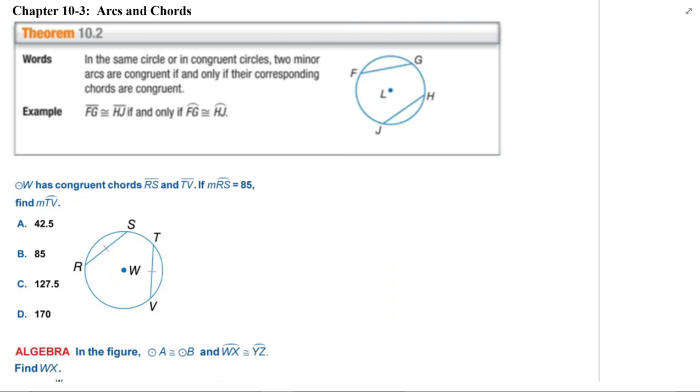Chapter 10.3, Arcs and Chords. If we are looking at two minor arcs in the same circle, or congruent circles, if those two minor arcs are congruent, then the corresponding chords are congruent. And it goes the other way too. If two chords are congruent, then the minor arcs that they cut off are also congruent.